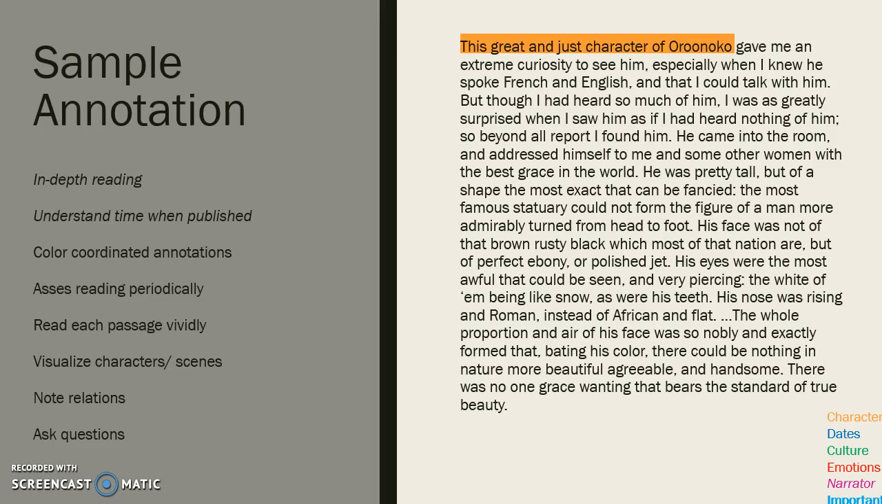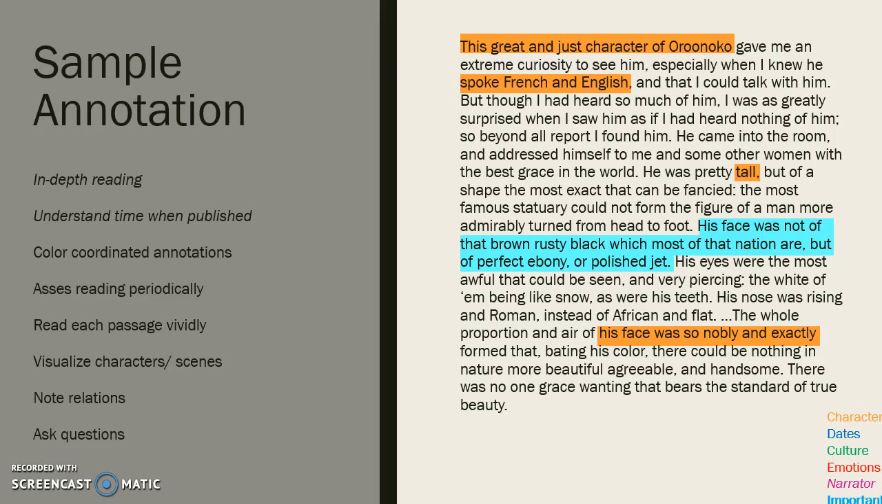So we start out with Oroonoko, and we have a couple things of his features. He is described as a great character. He is well educated as he spoke French and English. He has the physical feature of being tall, and the narrator describes him as being exact and nobly formed. And I can visualize a great person.